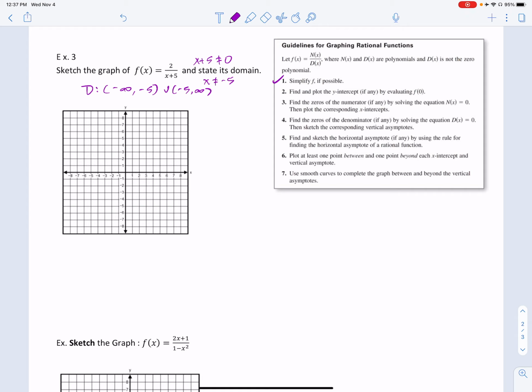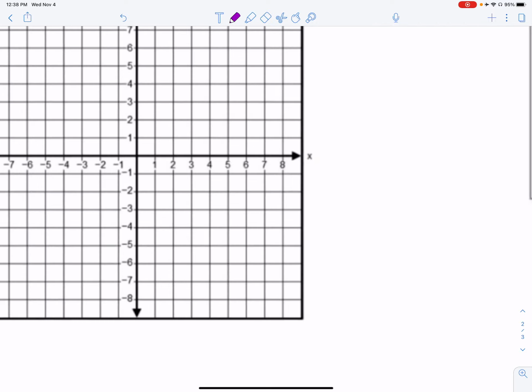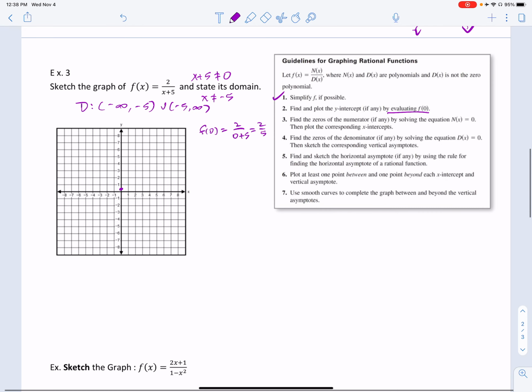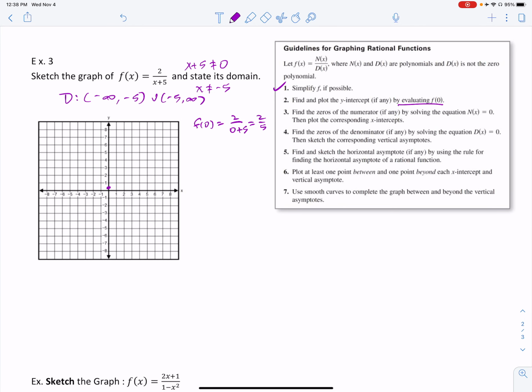It already is simplified. Find and plot the y-intercept by evaluating f of 0. And that is 2/5. And so 2/5 at 0 is going to be just kind of right there. So just kind of have to estimate 2/5. So we have that y-intercept. So you can write it that way or (0, 2/5). Either way is fine. And so we've done that.